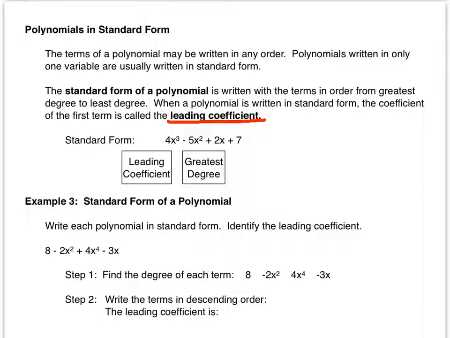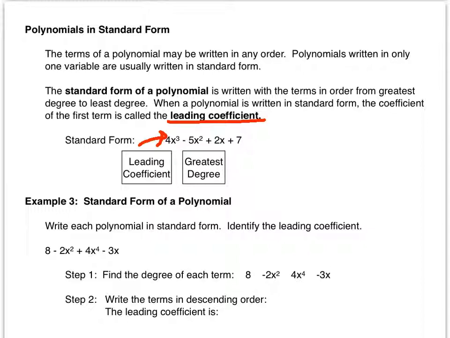So this polynomial, 4x to the third minus 5x to the second plus 2x plus 7, is written in standard form. Its greatest degree is 3, and its leading coefficient is 4. So it's in order from greatest to least, the third degree, second degree, first degree, and then 0 degrees, and the leading coefficient is going to be 4.